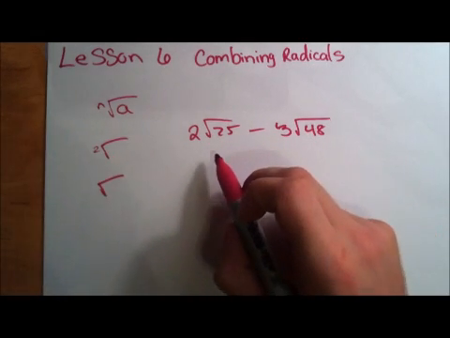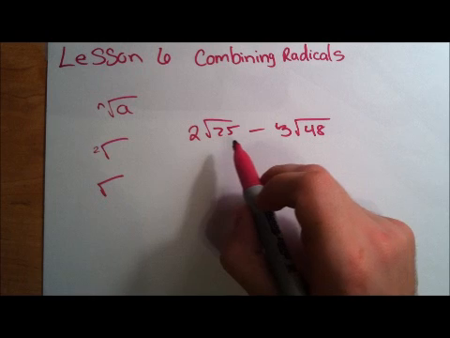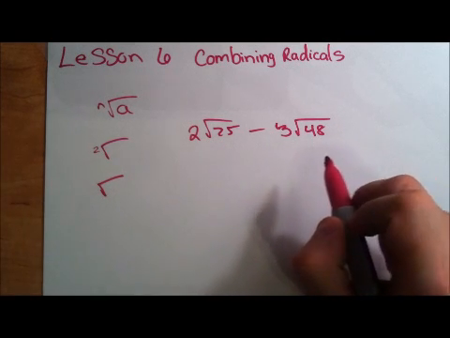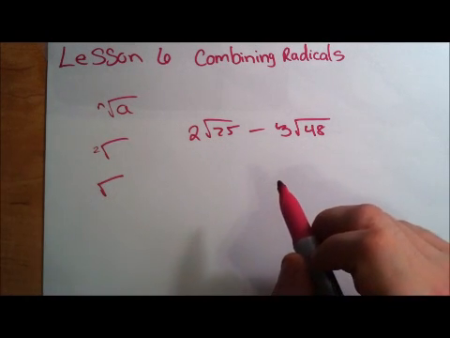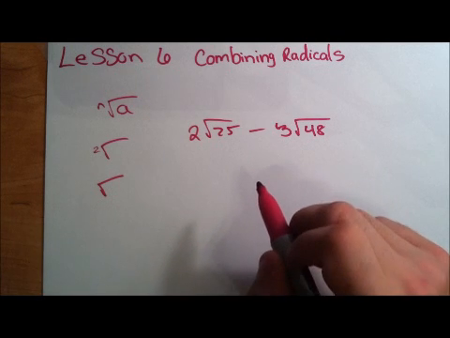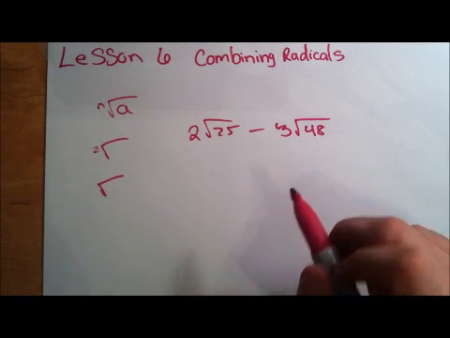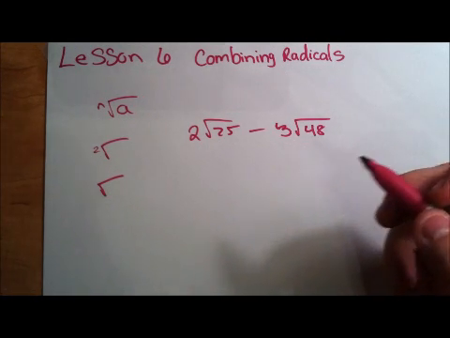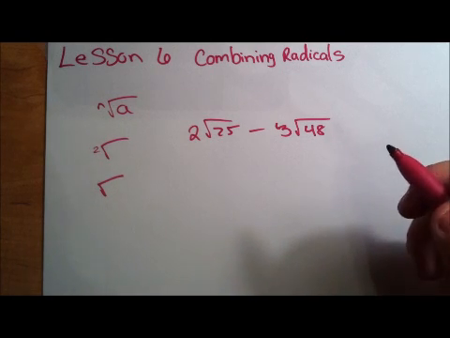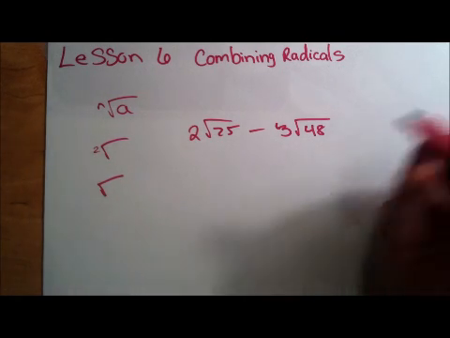Alright, now we see our problem here: 2 times the square root of 75 minus 3 times the square root of 48. You cannot subtract these as of right now because the radicands are not the same. To subtract them, we must get the radicands the same. And we can do that by the tree method, factoring.